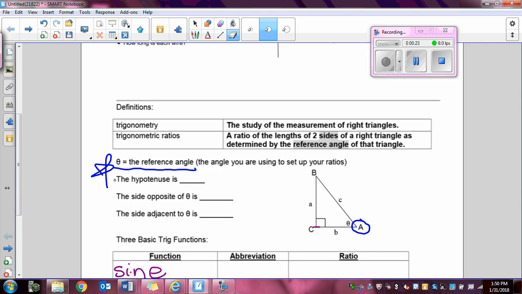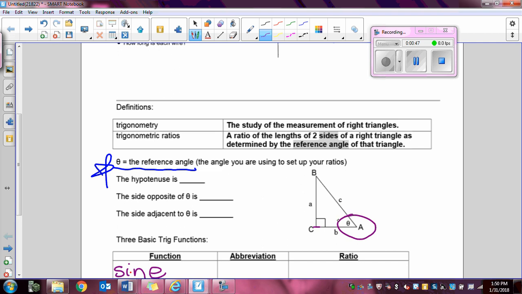This is a theta. The symbol is called theta, and we use that to tell us where the reference angle is. So my first step, I say, is to circle my reference angle. And we know where it is because that's where the theta is going to be. So it looks like the A is my reference angle. So my angle A is the angle that we're talking about. This is going to be the angle that we're going to base everything off of.